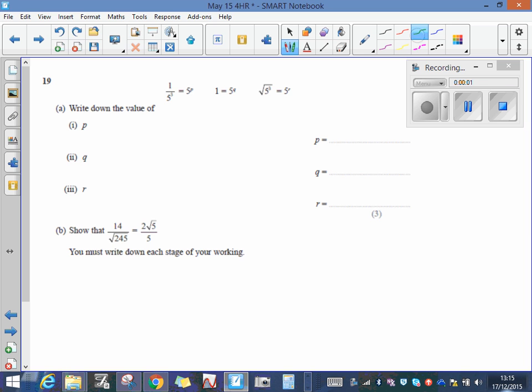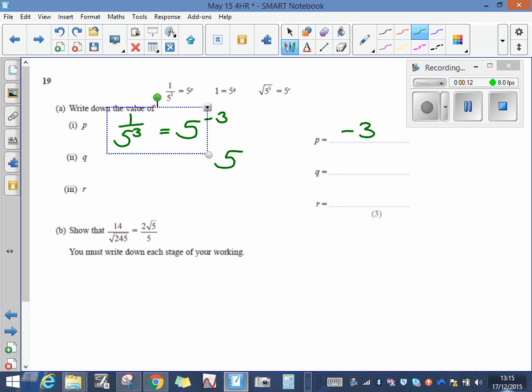The thing you should know is that if you have 1 over 5 to the power 3, then that can be written as 5 to the power minus 3, so p is just minus 3. The second one, you have 5 to the power something equaling 1. Well, you should know that anything to the power 0 is 1, so q is 0.